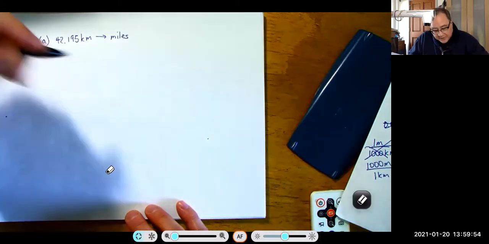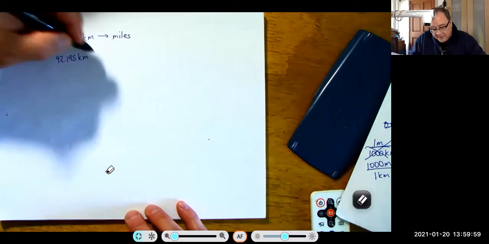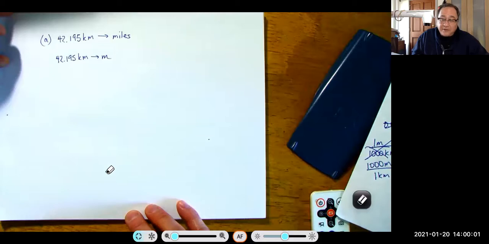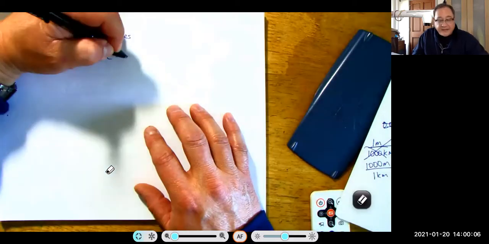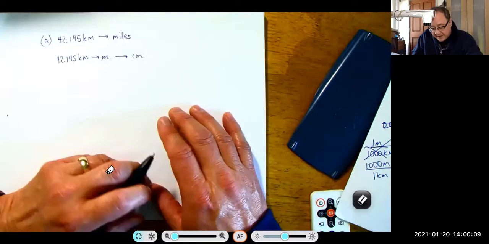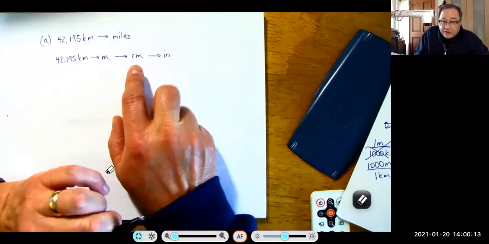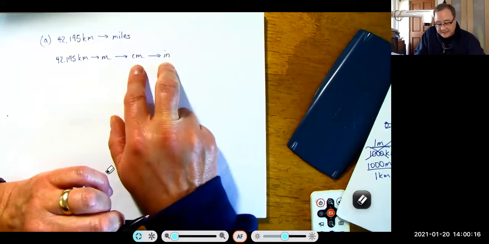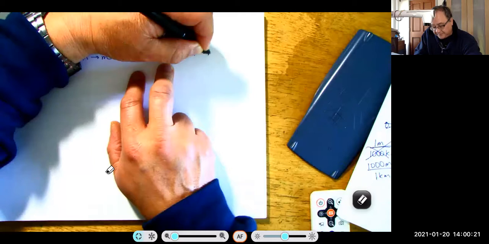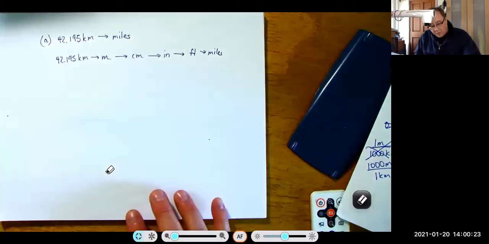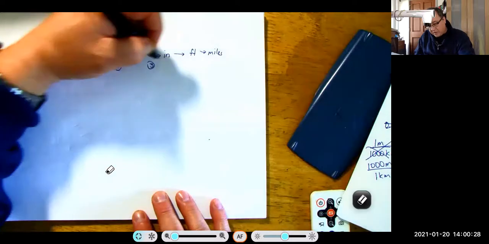So what I'm going to do is I'm going to take my 42.195 kilometers, convert that to meters because that conversion between kilometers and meters is exact. I'm going to convert meters to centimeters because that conversion is exact. Centimeters to inches because this is a metric to English conversion that is exact. And then I'm going to go to feet, and then I'm going to go to miles. So I'm going to write 1, 2, 3, 4, 5.